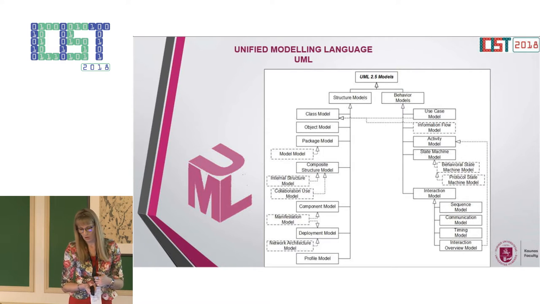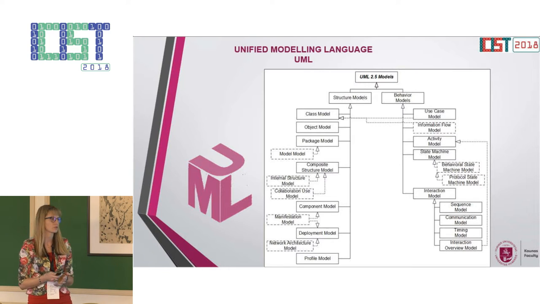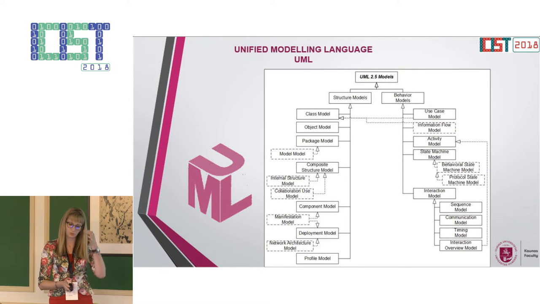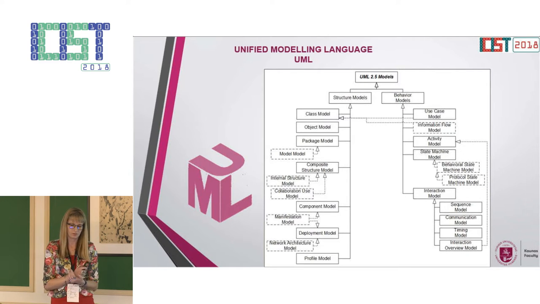For example, we have an element of actor, and an actor in the use case model has one function. In the activity model, he may have a different one. So it's just a different use for the same system. So we are talking about dynamic models, then behavioral models, and we are working with this side.